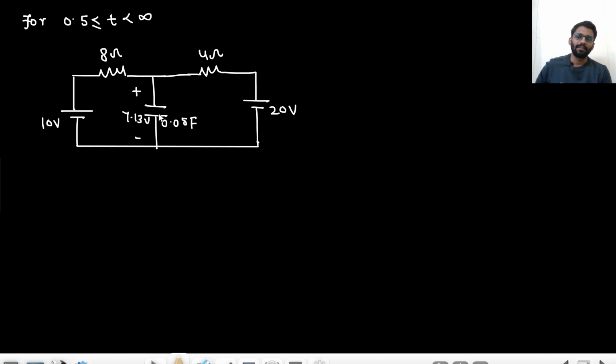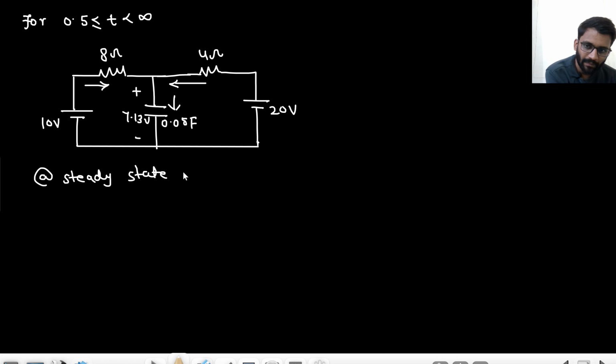Now what will happen in the circuit? This capacitor will get charged or discharged, that we don't know. But we know one thing, at steady state the capacitor will be open circuited, right? Now we don't know whether the capacitor will charge or discharge, we can't really comment. Or we can comment, how? 10 minus 7.13 by 8, there will be some current flowing here. 20 minus 7.13 by 8, there will be some current flowing here. So that means overall there would be some current going into the capacitor. That means the capacitor will charge only. So at steady state, what will be the voltage? At steady state, the capacitor will be open circuited.